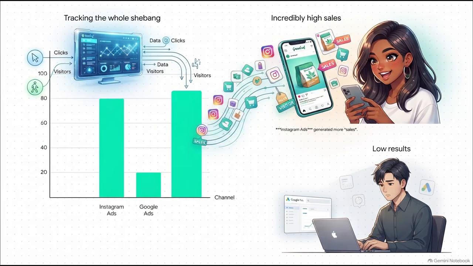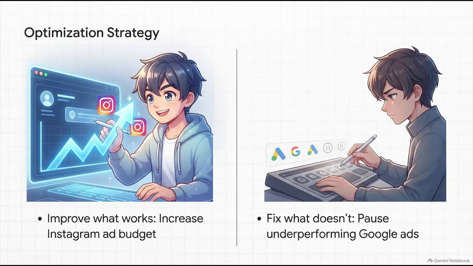Once those sales start rolling in, GreenLeaf tracks the whole shebang: clicks, visitors, sales, and costs. And the data tells a really clear, undeniable story. Their Instagram ads are generating incredibly high sales, completely dwarfing the low results they're getting from their Google ads. So using that data, GreenLeaf executes their optimization strategy. It's pretty straightforward. Improve what works by increasing their Instagram ad budget and fix what doesn't by pausing those underperforming Google ads. Adjusting these dials based on what the real-world data is telling you, that is exactly how you maximize your success.